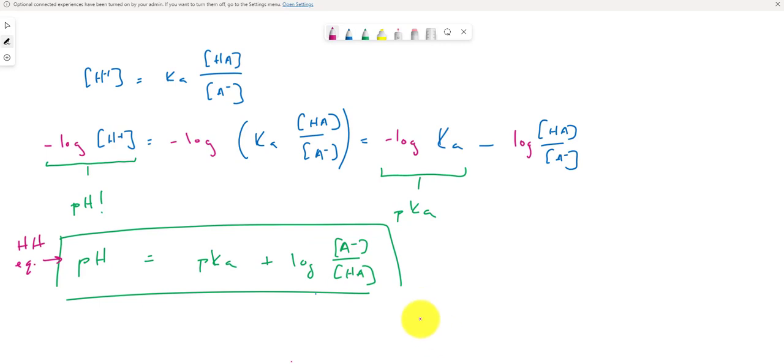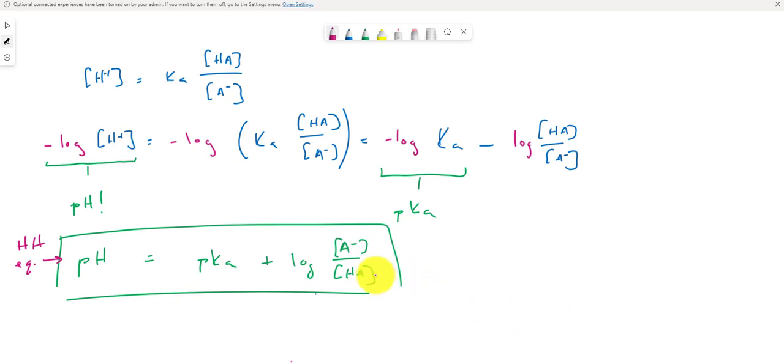Another convenient mathematical outcome of this equation is what happens when you have equal parts of your base and your acid? Well, that term becomes 1, log of 1 is 0, and now the pH is simply equal to the pKa of the system. That's a really nice outcome.